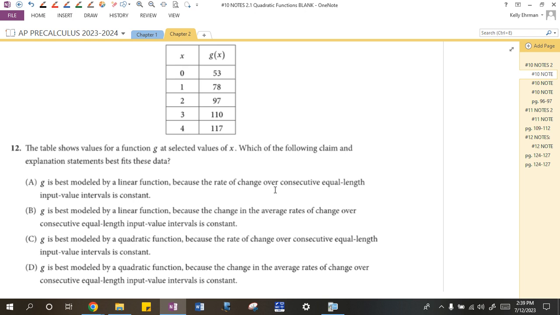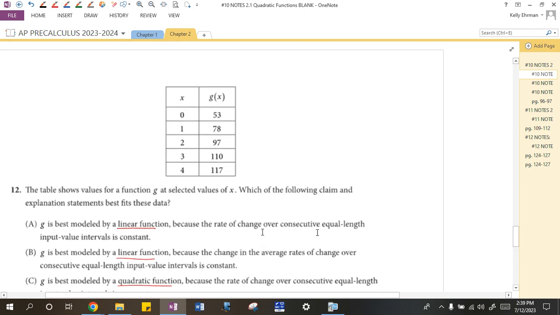So take a quick look at the claims. This is a linear function. This is a linear function. This is quadratic, quadratic. Okay, so first let's figure out, is it linear or quadratic? For a linear function, the common differences would be the same. So actually, I want to do this. Let's do steps. So linear versus quadratic.